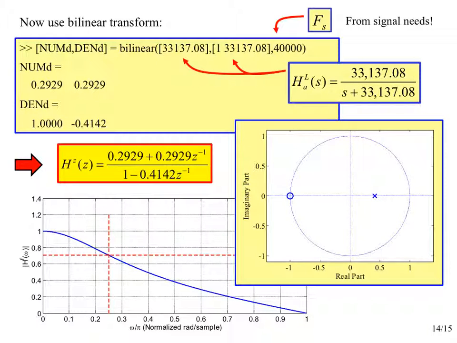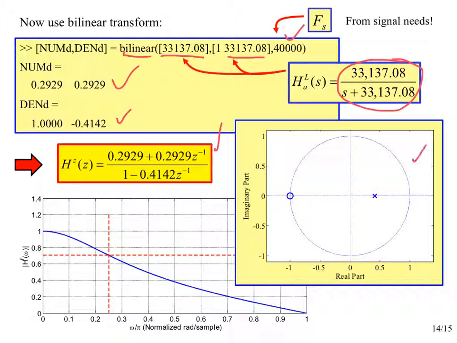So now we just call our bilinear transform, and in our transfer function, we don't put in 2 pi times 5,000, we put in the pre-warped value of that. So instead of putting in 31,000 something, we put in 33,000. We put in the 33,000 there, we put in the 33,000 there, we put in our sampling rate, 40,000, we run bilinear, and we get 2 numerator coefficients, 2 denominator coefficients. There is our transfer function.